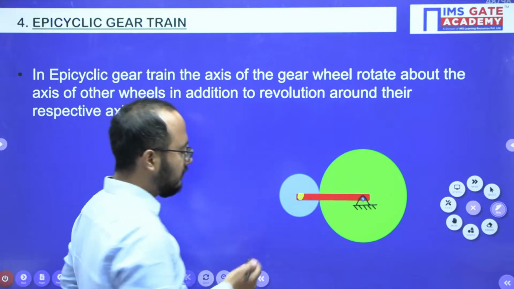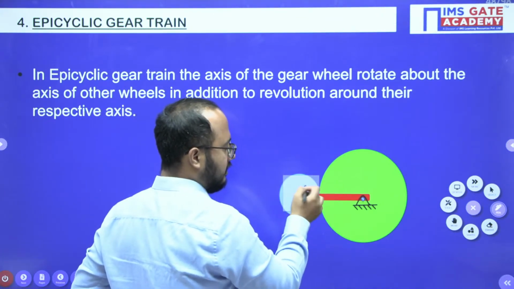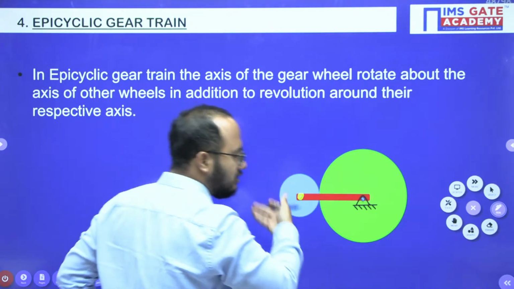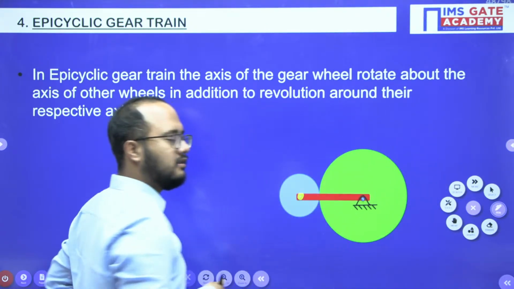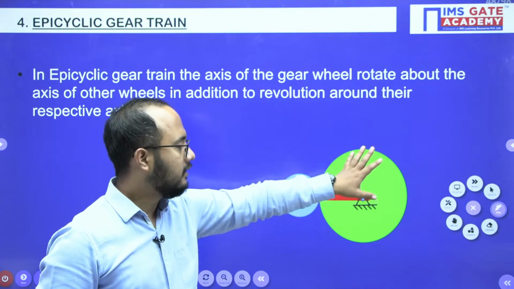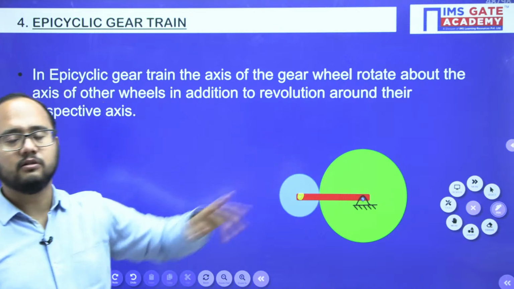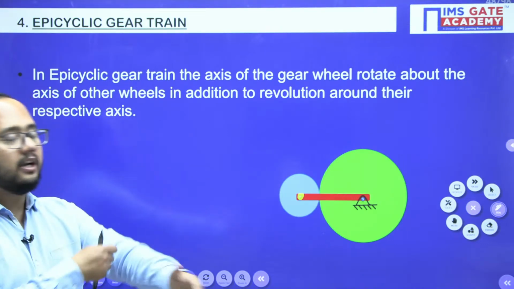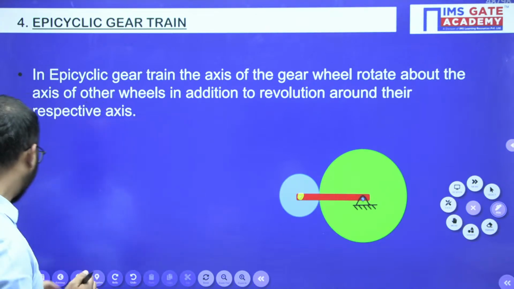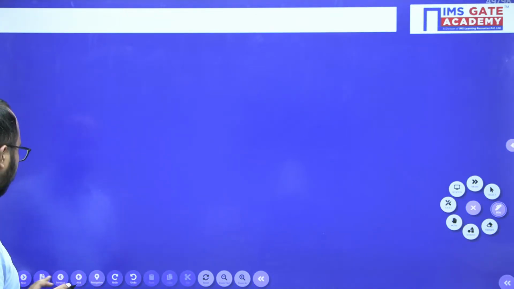Are you getting the point? This blue gear is rotating about its own axis, and in addition to that it is rotating about gear C, the green gear, the bigger gear. About that also it is rotating. So you will consider 2 degrees of freedom here. Okay everyone, now I hope the point is clear.